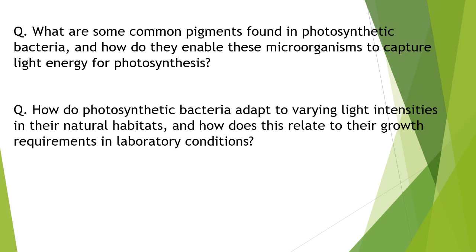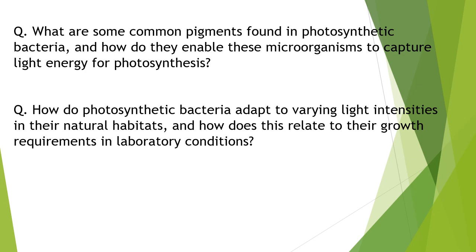Then next, what are some common pigments found in photosynthetic bacteria, and how do they enable these microorganisms to capture light? Photosynthetic bacteria, we have seen, contain several common pigments, including bacteriochlorophylls, carotenoids, phycobiliproteins, etc. Now, bacteriochlorophylls absorb light primarily in the infrared and certain visible range, allowing these bacteria to utilize wavelengths of light that are less accessible to plants and algae.